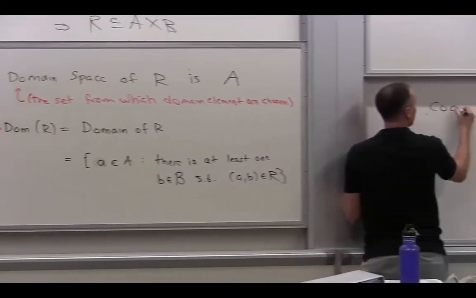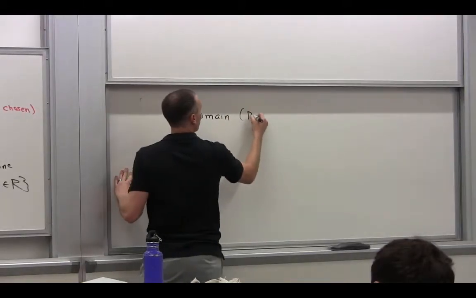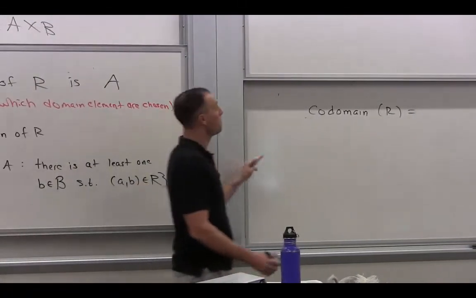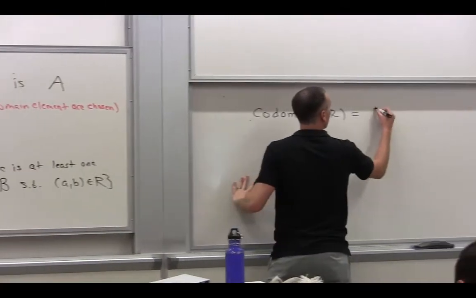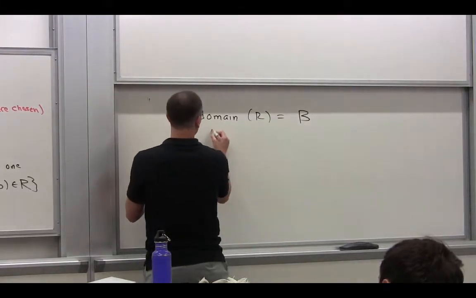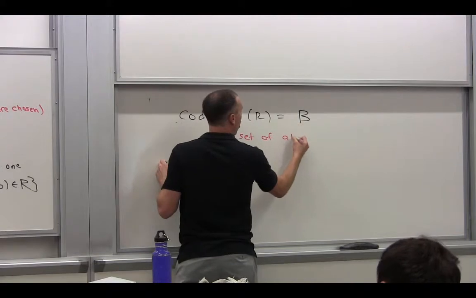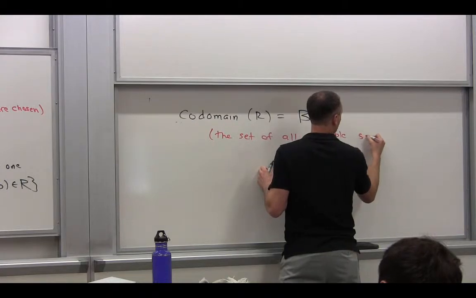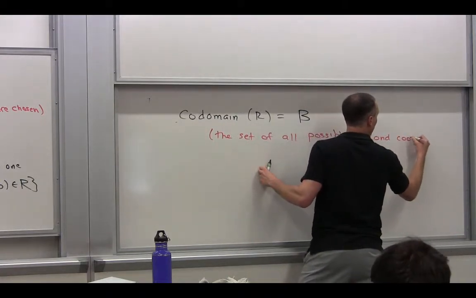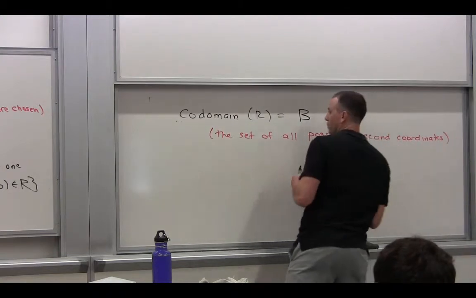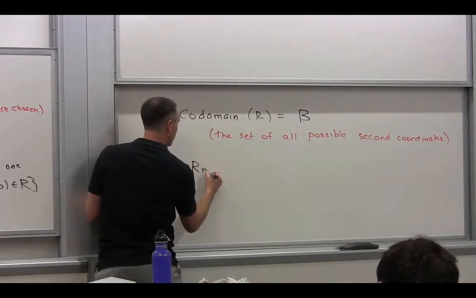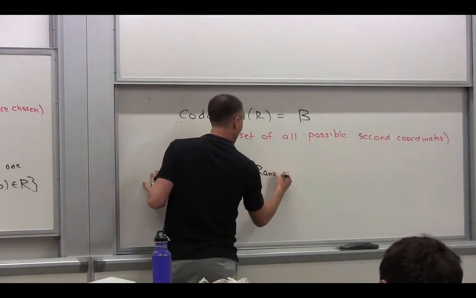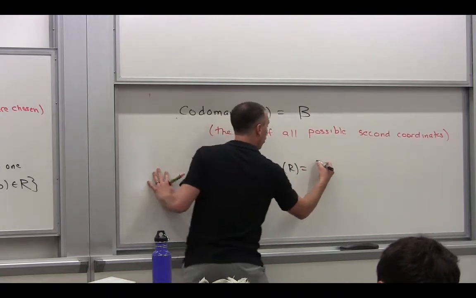Could you guess what the codomain is? It's B. So we would say in English, the set of all possible second coordinates. Okay. What's the range? Could you guess what the range is? All the codomain elements actually used. Yep. The range of R is all the codomain elements actually used.